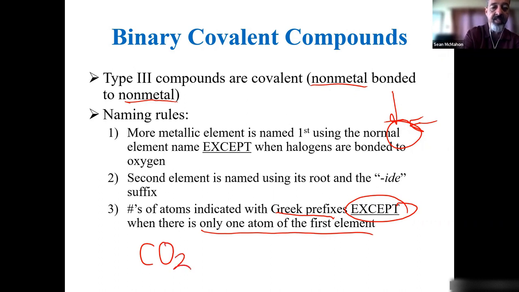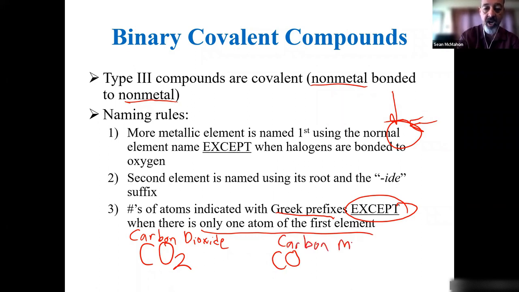This is carbon dioxide. Notice there's one carbon. I did not say monocarbon dioxide. This is carbon monoxide. So for the second element, you always use prefixes. Always, always, always. Even if there's one. With the first element, you always use prefixes except if there's one.